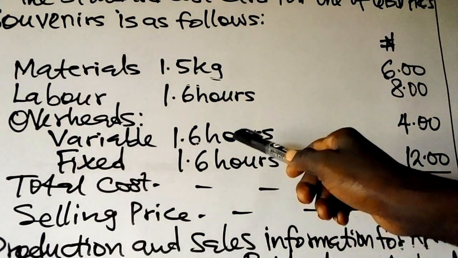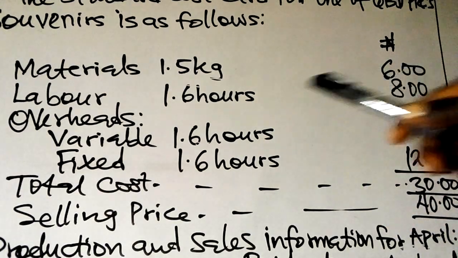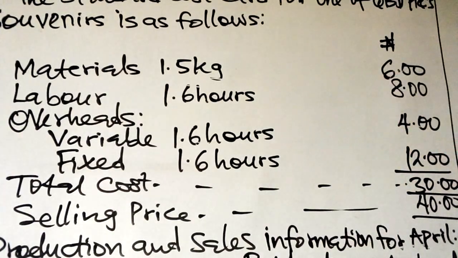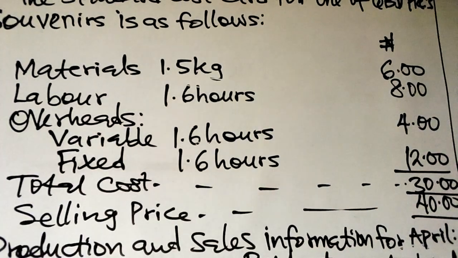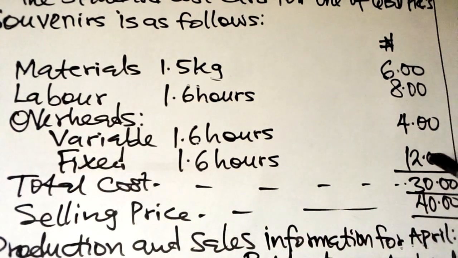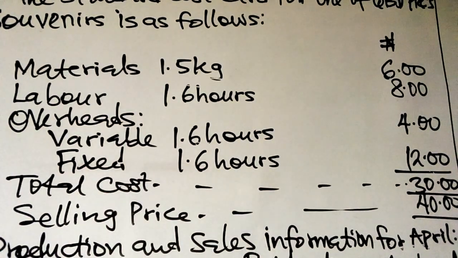But for the labor rate variance, you use the actual hours paid for, while for the overheads, you use the hours worked, not the one paid for. So fixed overheads is 12 naira per unit. To get the fixed overheads rate per hour, you have 12 divided by 1.6. You are given total cost to be 30 naira, and the selling price is equally given to be 40 naira.